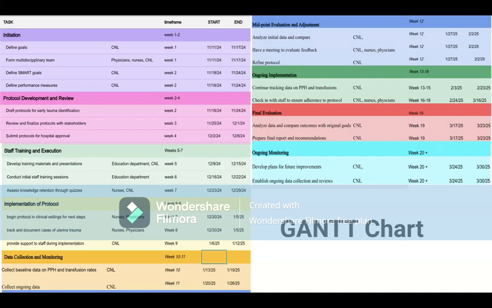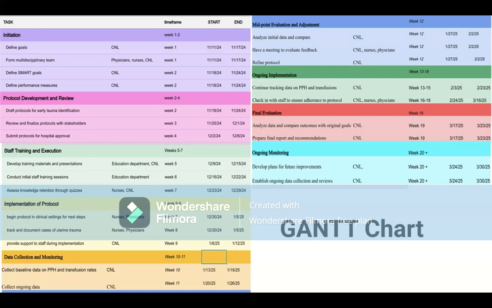For staff training, we then use the education department to develop training and conduct initial training, and then we assess knowledge retention through quizzes. And then we implement the protocols in the clinical settings, collect some baseline data, and collect ongoing data. We then do a midpoint evaluation and adjust anything needed to refine the protocols.